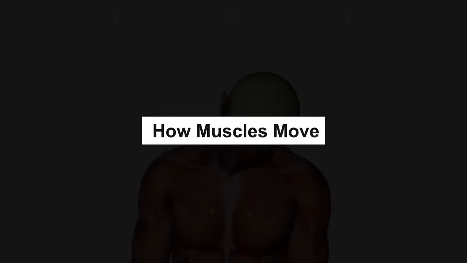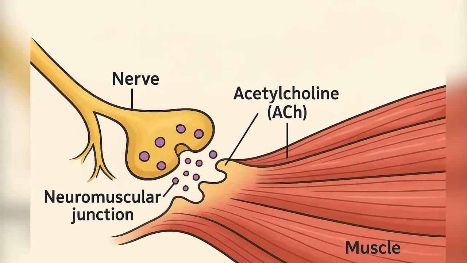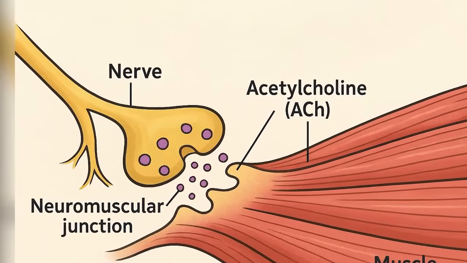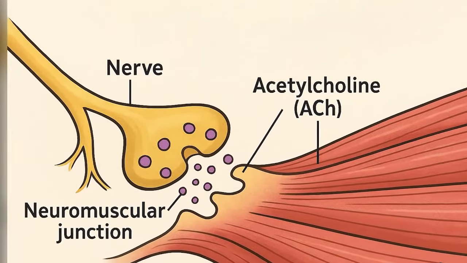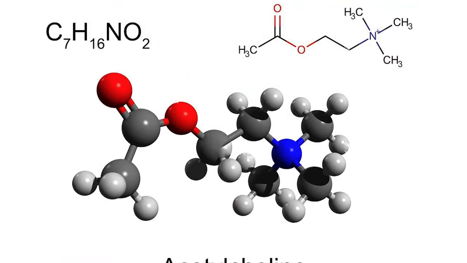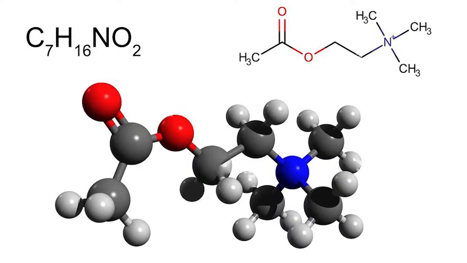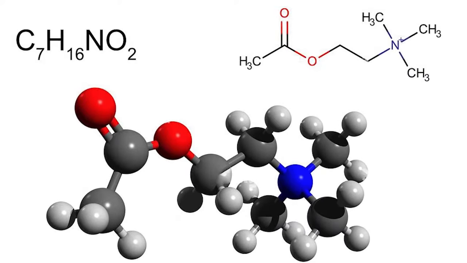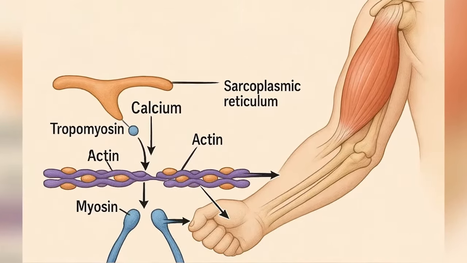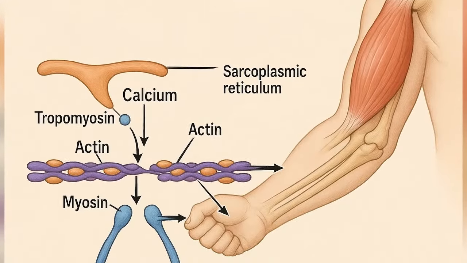How muscles move. Muscles work when they get a signal from your brain. A nerve sends a message to a muscle through a place called the neuromuscular junction. A chemical messenger named acetylcholine, ACh, is released. This chemical makes the muscle start an action potential, an electric wave inside the muscle. This wave tells a storage area, the sarcoplasmic reticulum, to let out calcium. Calcium turns on the actin by moving the blockers, tropomyosin, and myosin grabs actin and pulls.